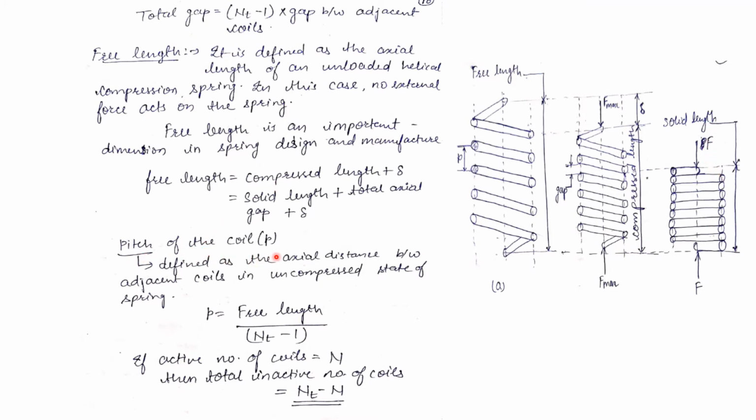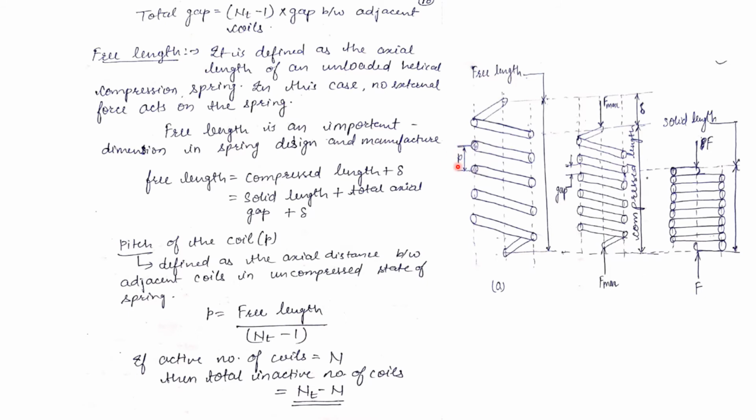Now, pitch of the coil. Pitch of the coil is defined as the axial distance between adjacent coils in the uncompressed state of the spring. This is an uncompressed state of the spring. In this, what is the pitch? Pitch is the axial length between two adjacent coils.